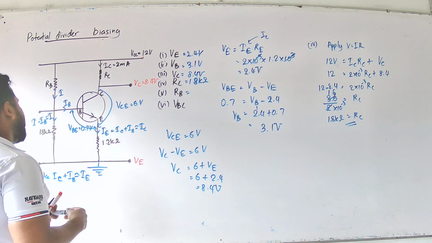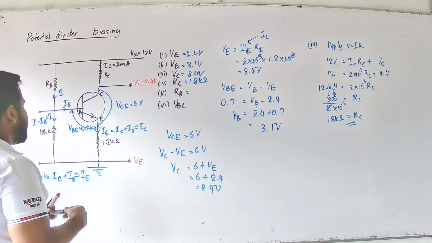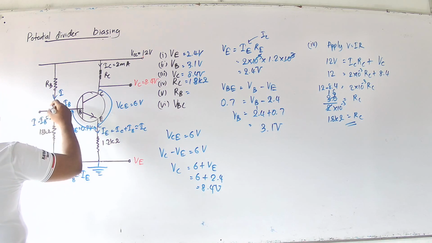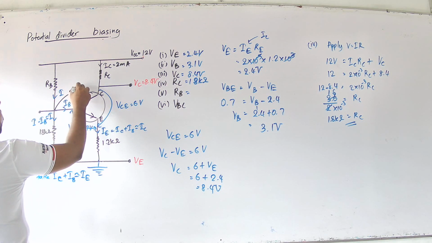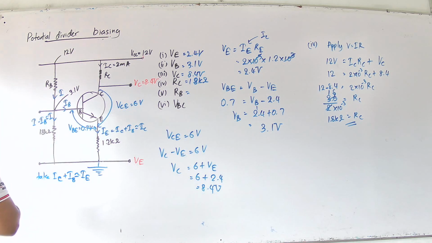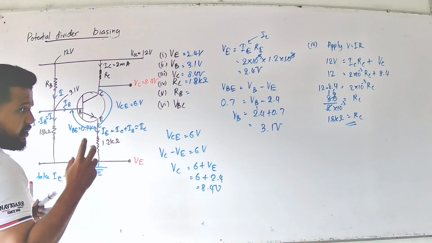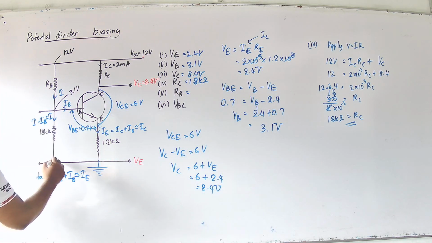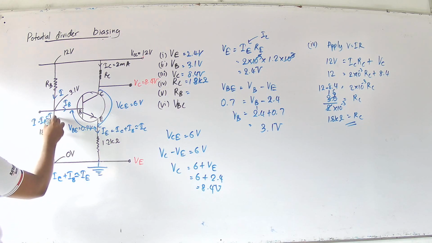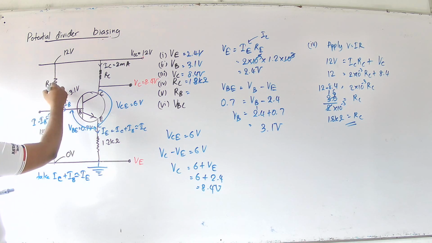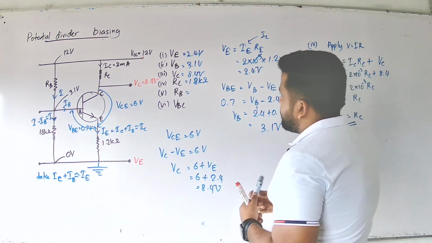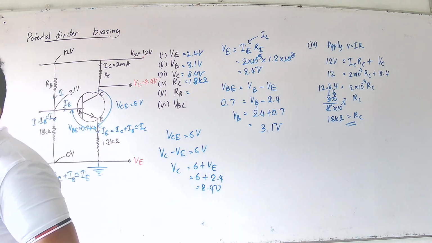Now VB we found as 3.1. This is 3.1. This is 12 volts. Right? We need to find what is the I. I mean this is 0 volt. So you need to find out what is the I passing through this one. Then you can find the RB. That's the way of taking the RB.